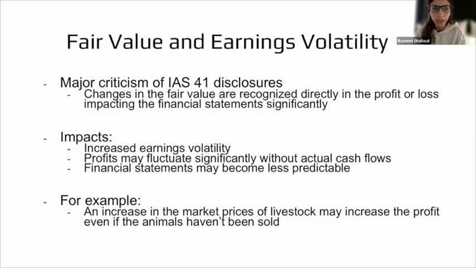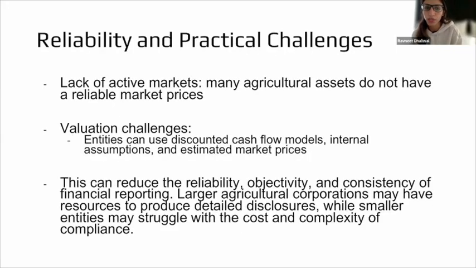IAS 41 also requires disclosure of gains and losses. This is very important because changes in fair value are recorded directly in the income statement, even if the asset hasn't been sold yet. This is one of the reasons why agricultural entities tend to experience significant earnings volatility, depending on the market price and biological performance.